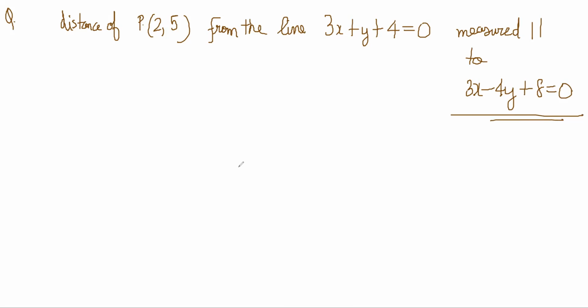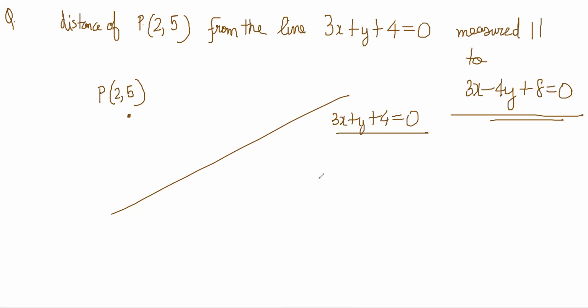Okay. So there is a line in space. There is a point here, (2, 5). This is the line 3x + y + 4 = 0. Normally, you would measure distance perpendicular to this line. This is called distance of a point to a line.